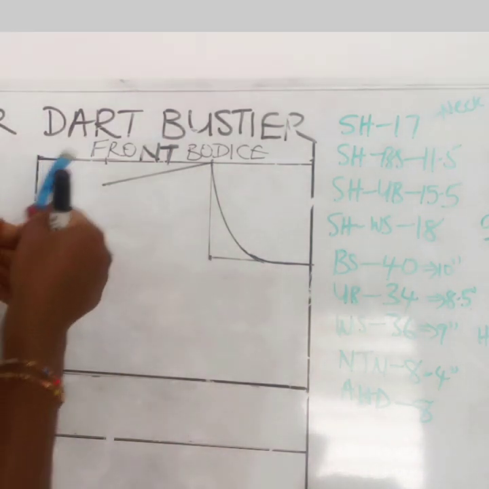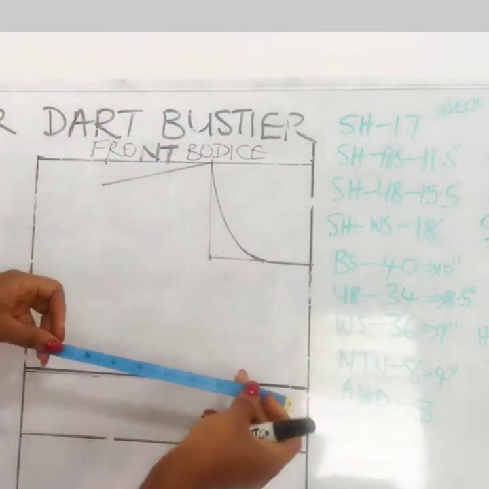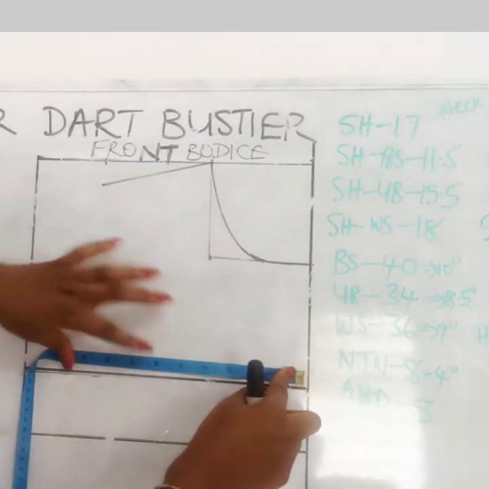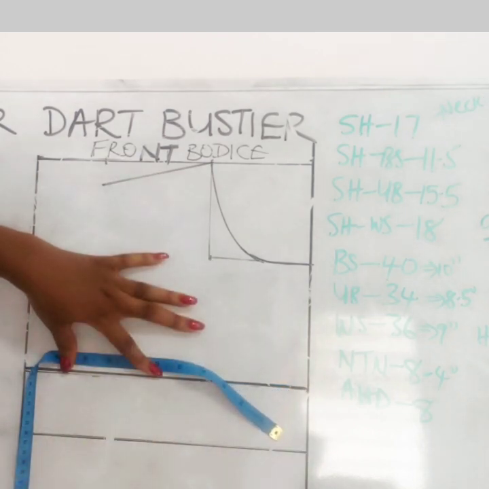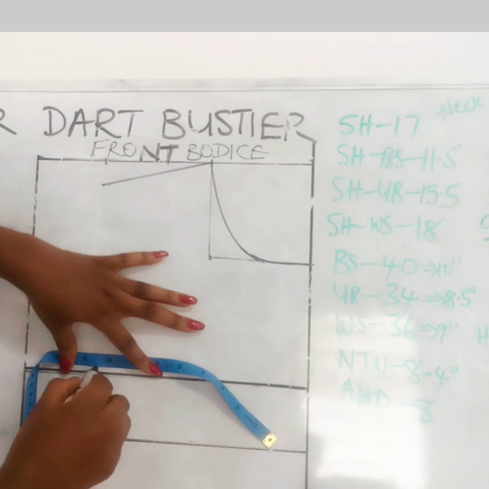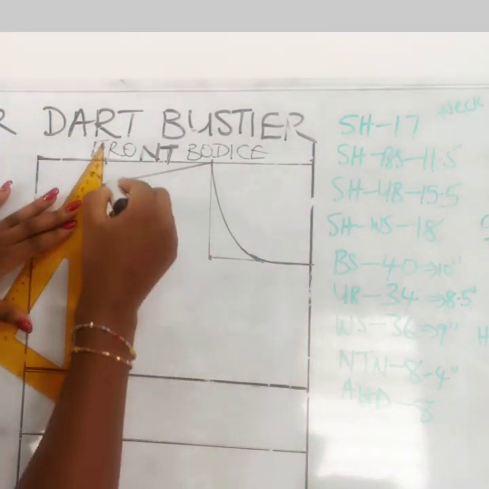Now I'm going to repeat the shoulder measurement, the 8.5. I'll repeat it on this chest line so that I can have a straight line connecting the armhole. So I'll go ahead and connect the armhole depth.